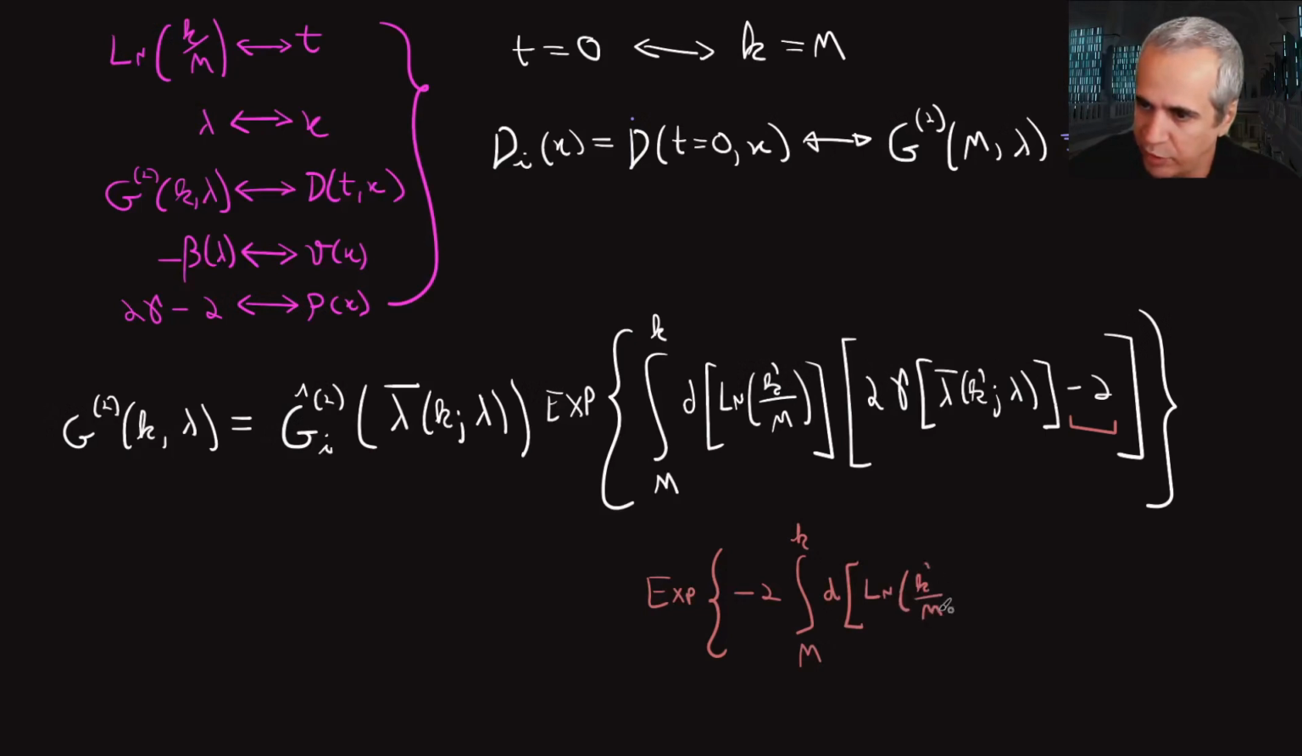K prime over m, which is easy. This one is easy, right? This is just the log calculated at both extremes. The lower limit is just 0, right? The upper limit is just the log of k. But then I have this minus 2, which I can exponentiate and make this the log of k squared over m squared, and take the exponential, right? Just take the exponential. So this is just m squared over k squared.